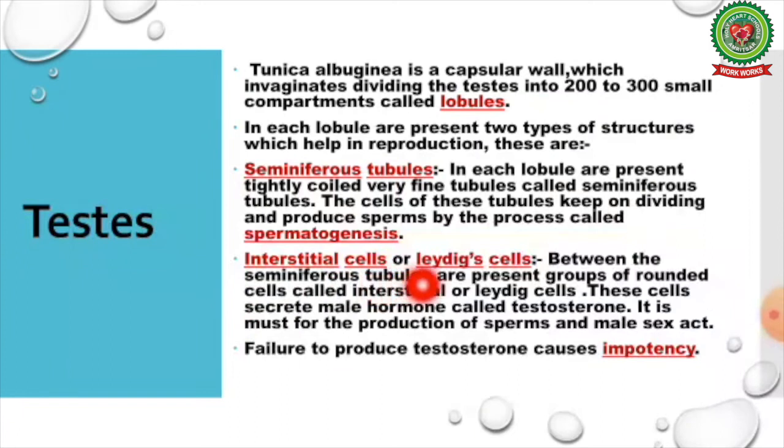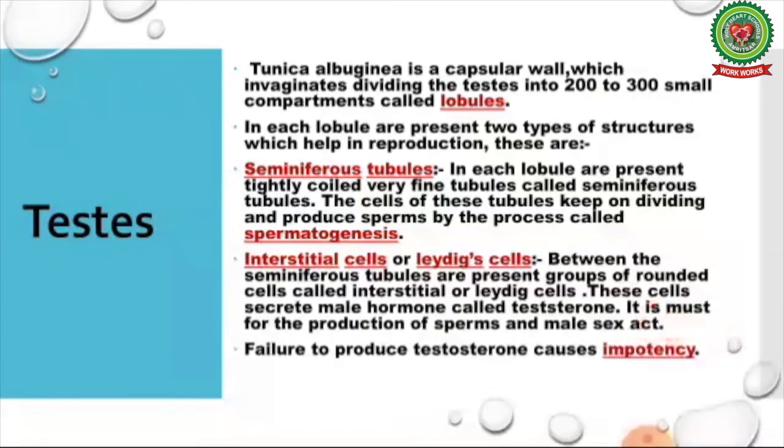Interstitial cells or Leydig cells: between the seminiferous tubules are present groups of rounded cells called interstitial or Leydig cells. These cells secrete male hormone called testosterone. It is must for the production of sperms and male sex act. Failure to produce this hormone, testosterone, causes impotency.